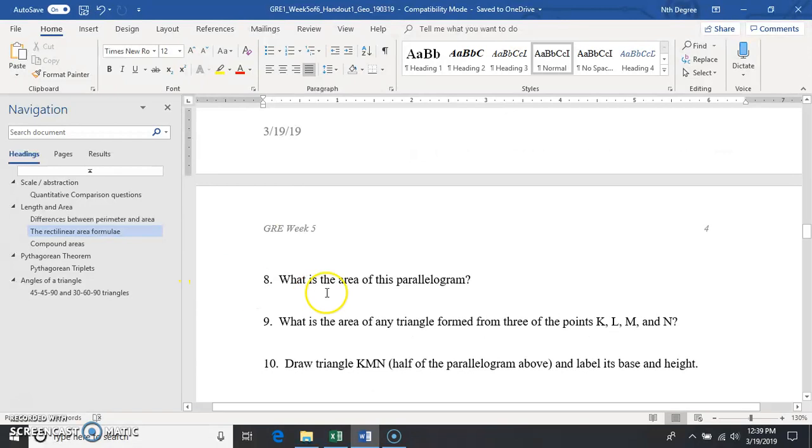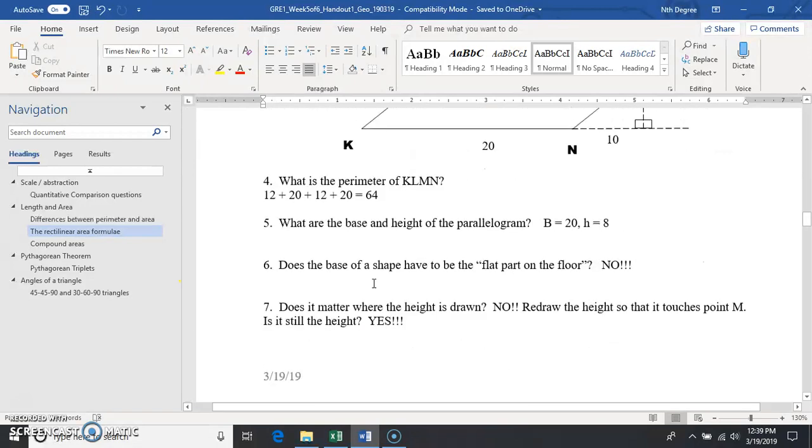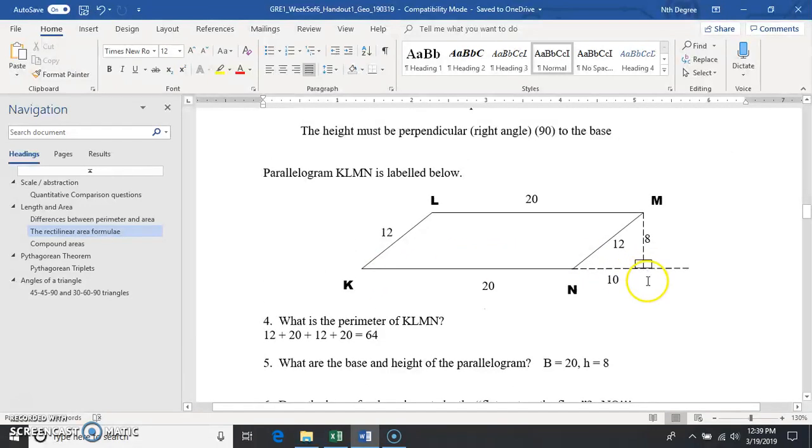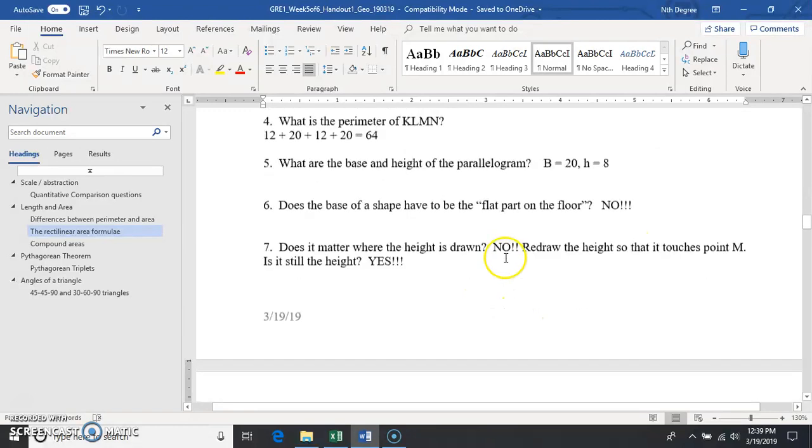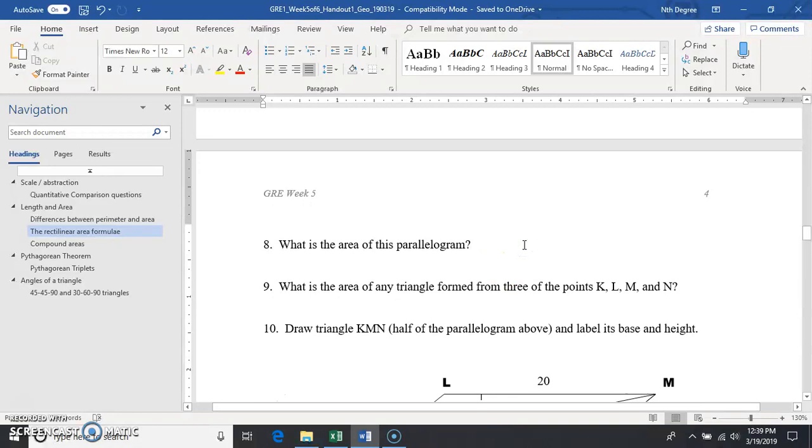Okay, question number 8. What is the area of this parallelogram? Well, the area of the parallelogram is base times height, and we've just established that the base is 20 and the height is 8. Therefore, the area is 8 times 20. 160.